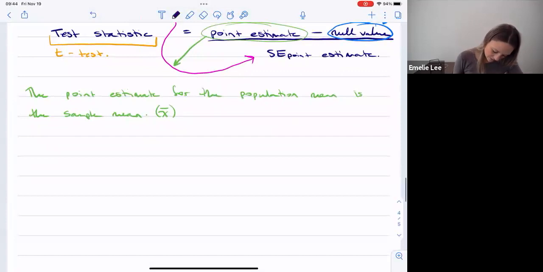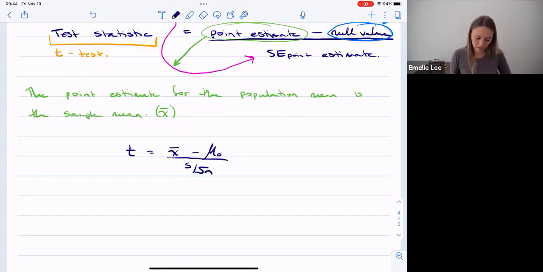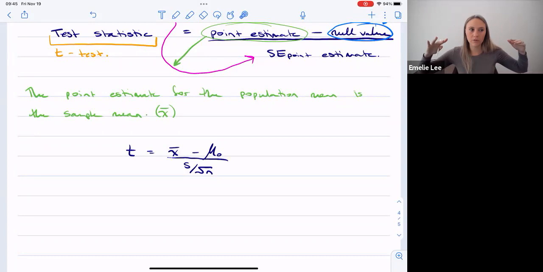So we've developed that T must be X bar minus mu naught over S over root N. And maybe I'll clean that up a little bit. S divided by, well, it looks the same, I guess. What's interesting about T is it's very, very similar to a Z, right? It has a bell curve, okay?